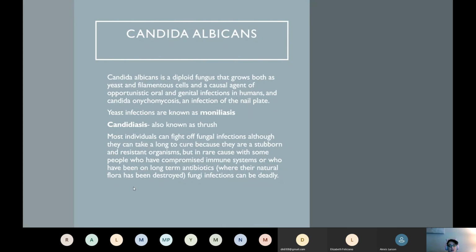Most of the time, if we have a mild case of a fungal infection, our body can fight that off, and we don't even know that it's doing it. But what I want you to remember, even though you're done?